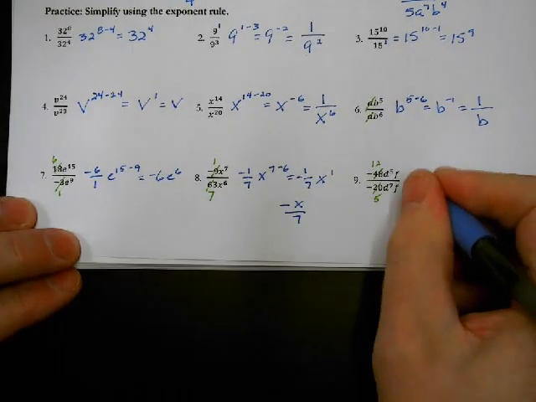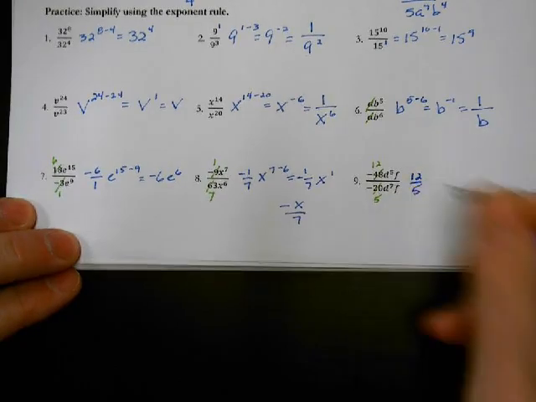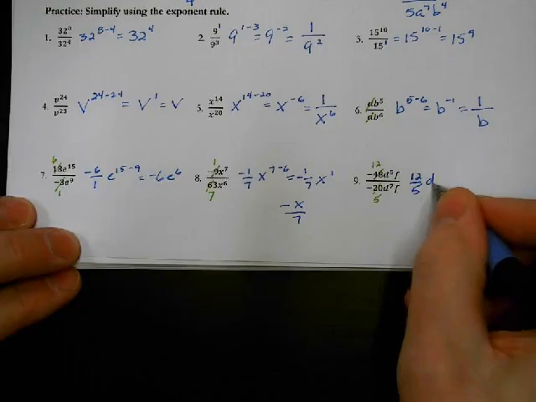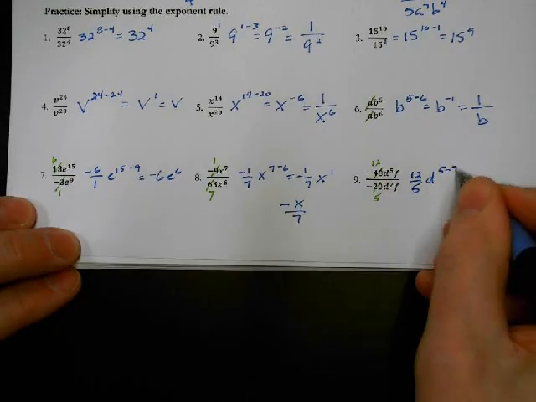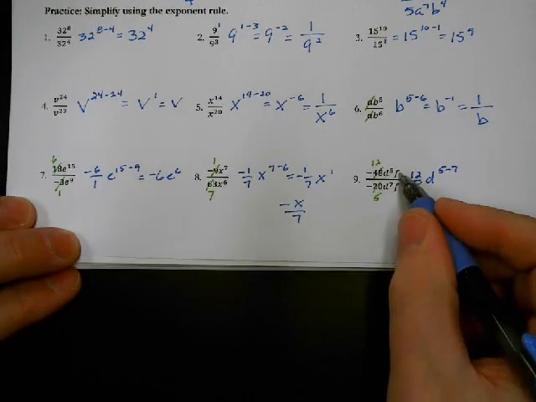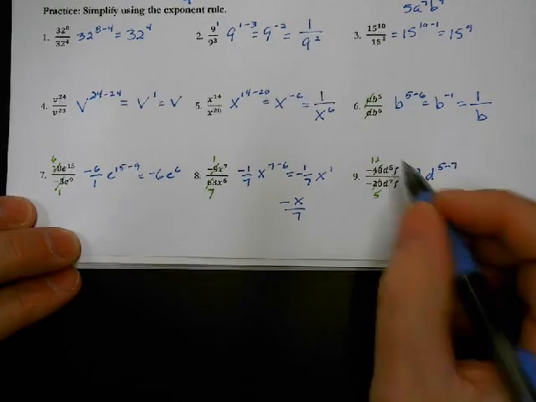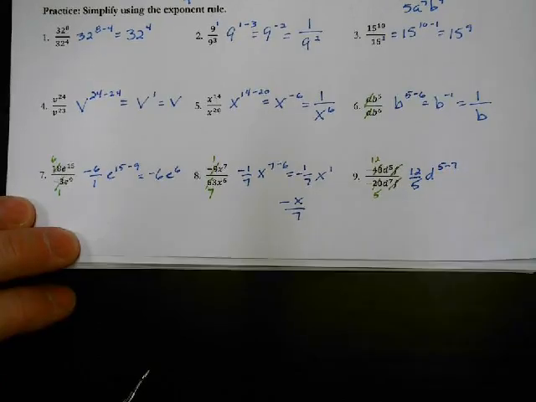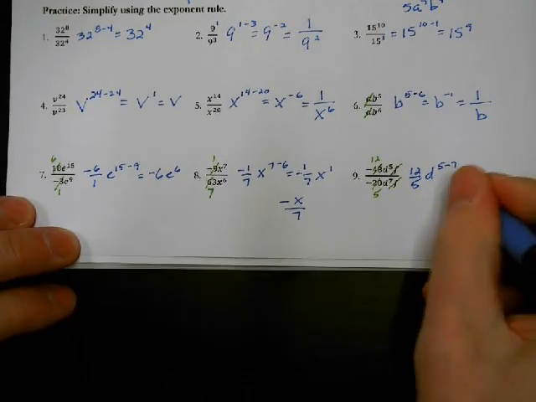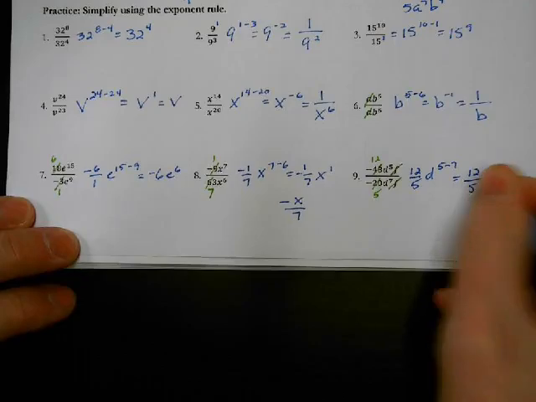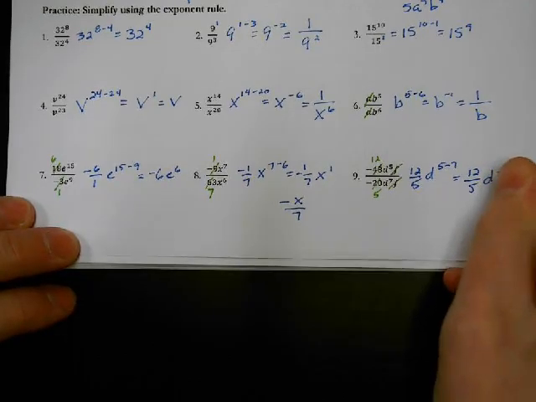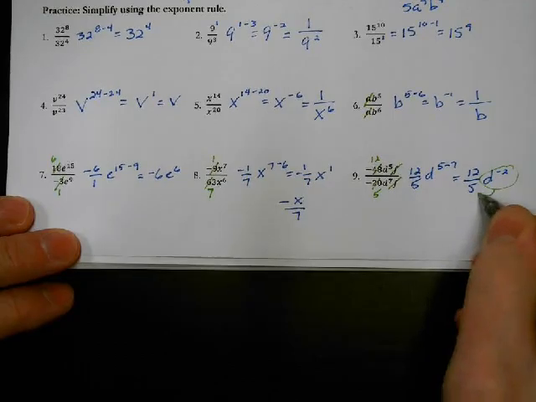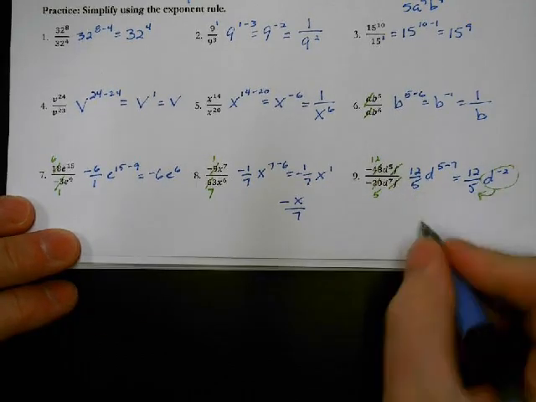Now my like bases, I've got d to the 5th and d to the 7. So that's d to the 5 minus 7. I've got f to the 1st and f to the 1st. Those reduce each other and make 1. They go away. So I've got 12/5 and I've got d to the negative 2. Negative exponent is indicating that it belongs in the denominator. So my final answer is 12 over 5d to the 2nd.